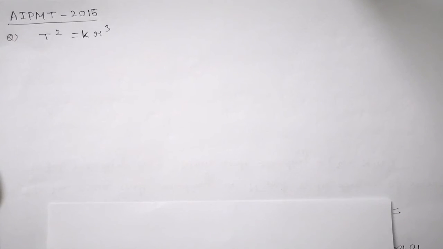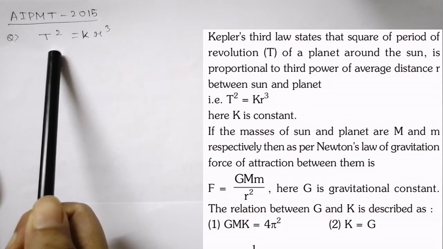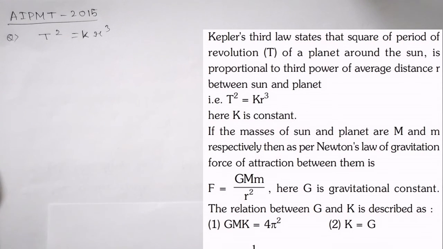The next question has been asked in AIPMT 2015. Kepler's third law states that the square of the period of revolution of a planet around the sun is proportional to the third power of the average distance r between the sun and the planet. So it is given T square equal to k into r cube, Kepler's third law. And they are asking to find out a relation between G, M, k.